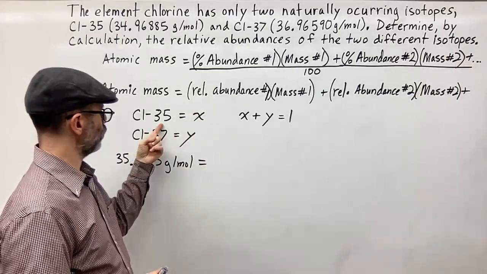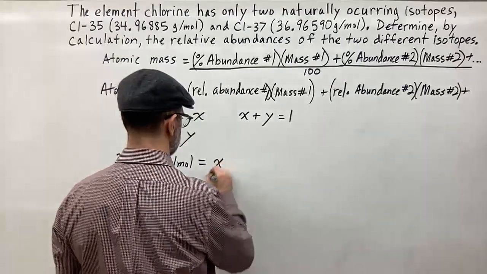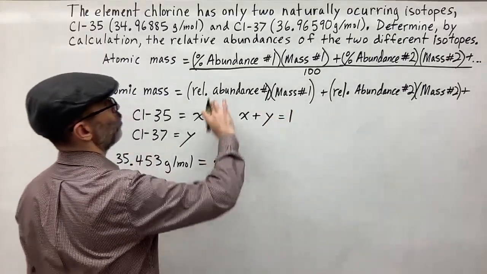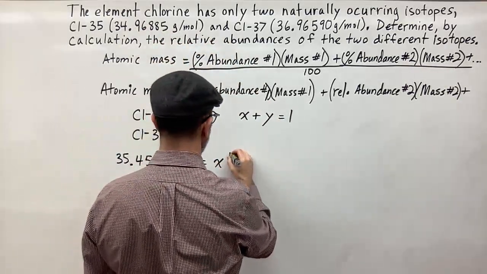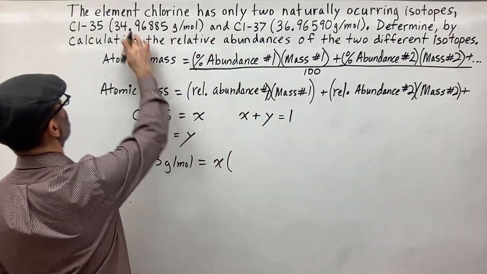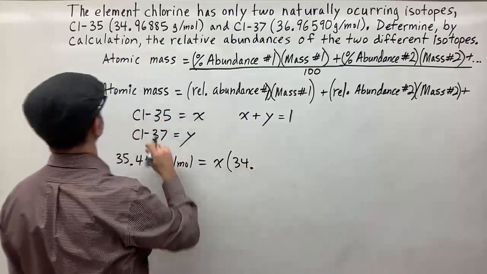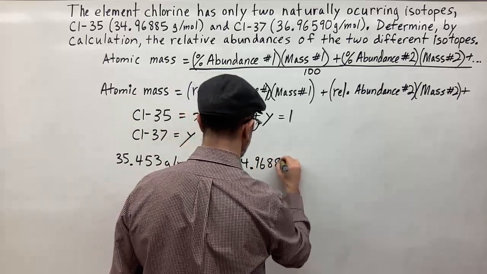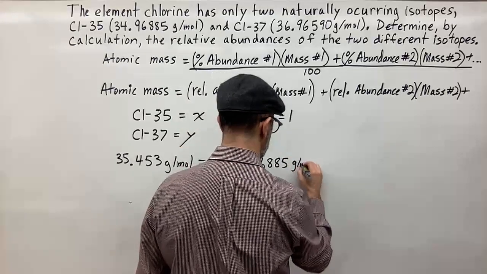So that's going to be equal to the relative abundance of isotope number 1. We're going to call this isotope number 1. So that's going to be X multiplied by the mass of isotope number 1. And that's what we have here. So then we're going to multiply that by 34.96885. And that's grams per mole.